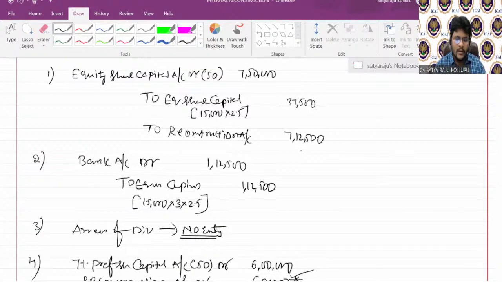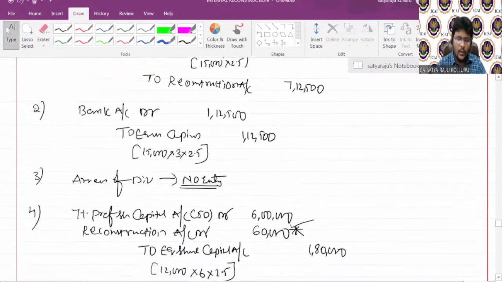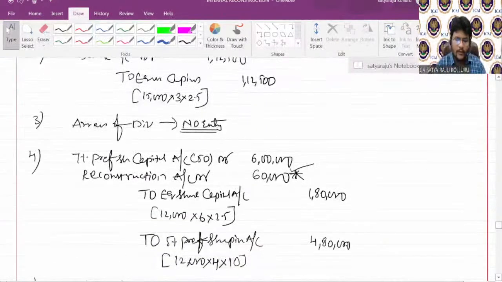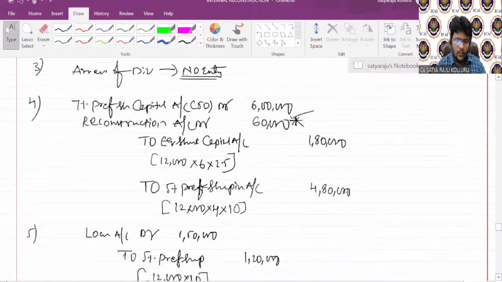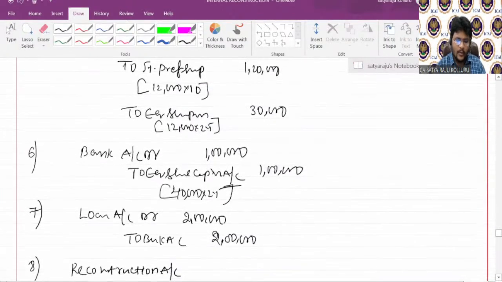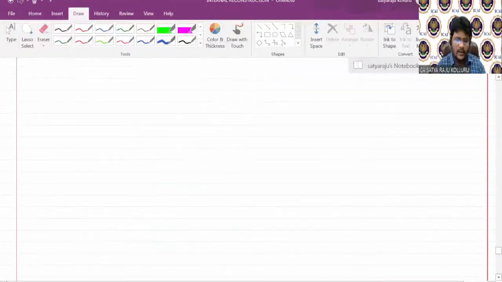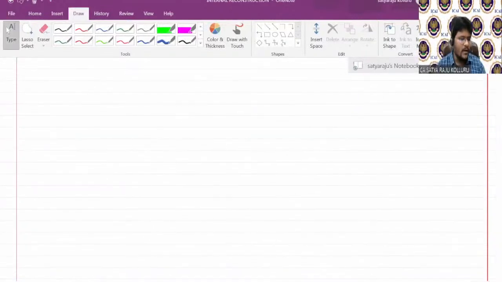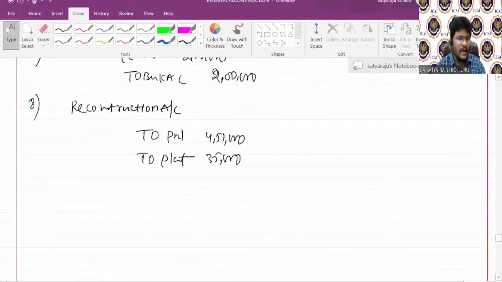7,12,500. In point number two, nothing. Point number three, nothing. Point number four, that is the fourth journal entry, I'm having minus 60,000. Point number five, nothing. Point number six, nothing. Point number seven, nothing. So I have with me 6,52,500 total. Am I right?